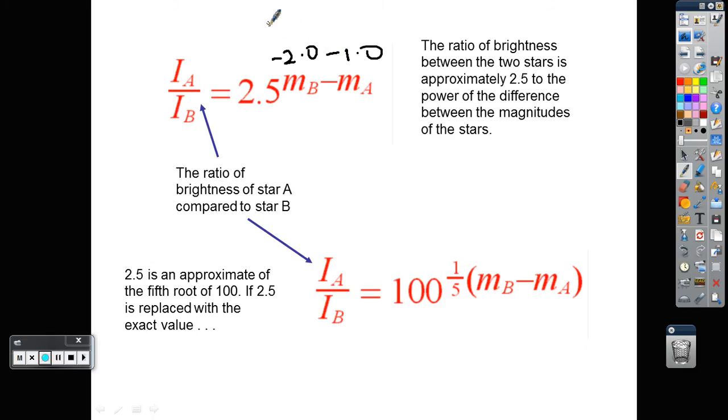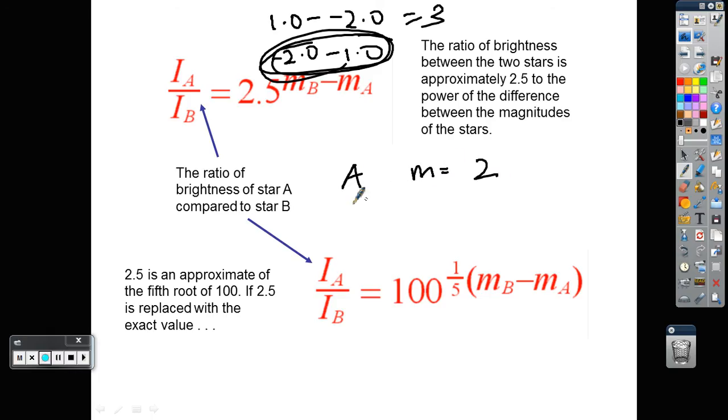It was 1.0 minus negative 2.0, which equals 3. It doesn't matter. We only need to discover the difference, and we'll take it as a positive difference. If star A has m equal to 2 and star B has m equal to negative 2, we work out the difference between them. We choose the positive value because it's easier to say one is 15 times brighter, or 100 times brighter, than the other, rather than one is 1/100th the brightness.